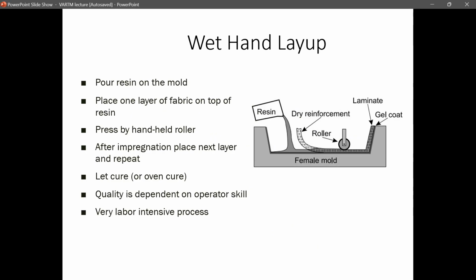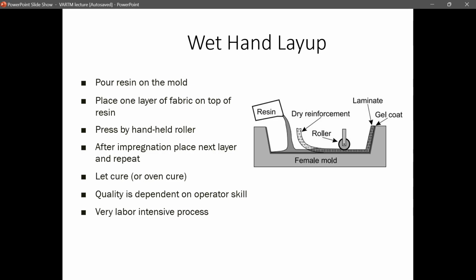How do we do the wet hand layup? Let's say you are in the lab, you have your mold, you have to cut your fibers. The fibers are fabric, essentially. You just have to cut them, put them on top of each other. For each layer, you have to add some resin and make sure that resin has impregnated your fabric. Add another layer of fabric and so on and so forth. Let's say you want to have 8 layers of fabric. You have to do this 8 times, and you just have to let it cure at room temperature.